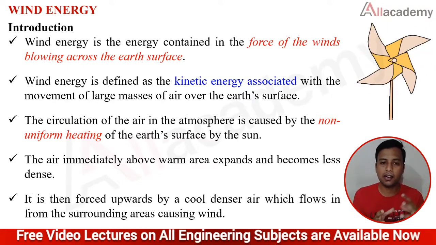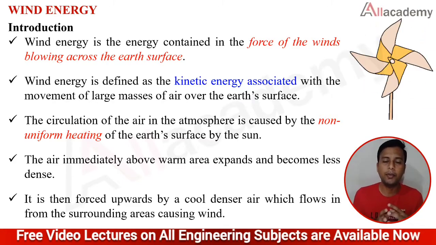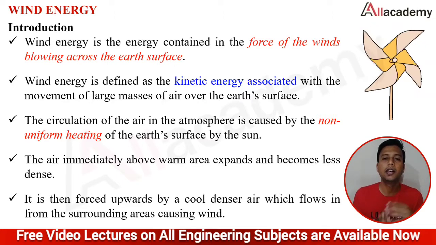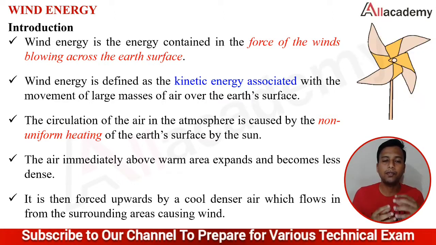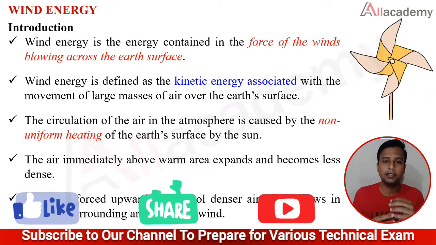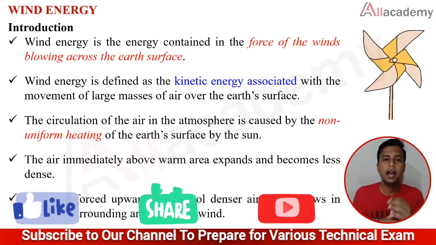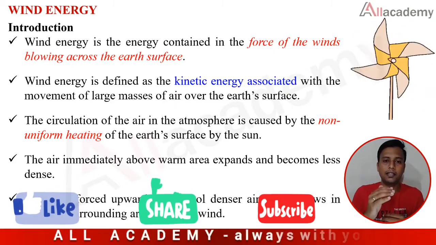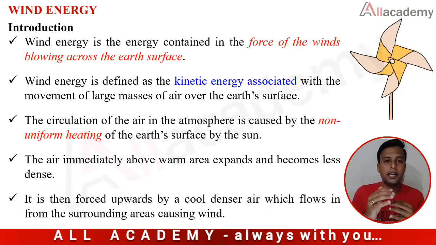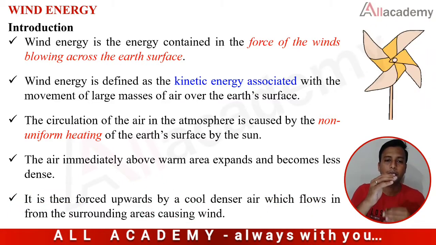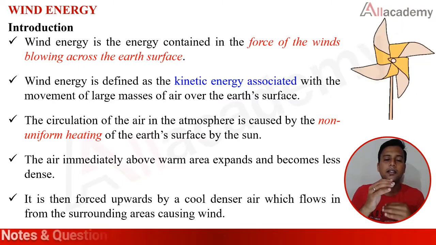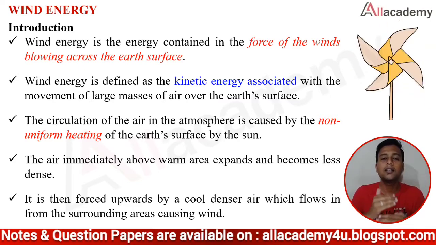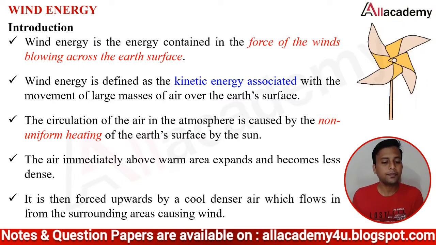As the sunlight comes, the non-uniform heating is there. That heats some part of the air, and that air will have a lesser density. The air which is not heated will settle down and push this less dense air, and that causes the circulation of air.